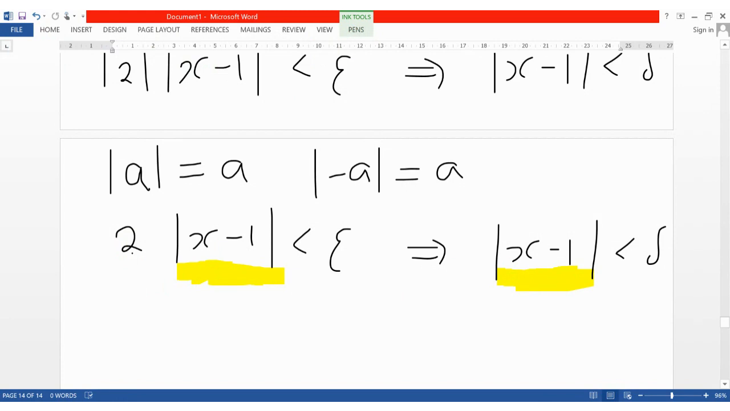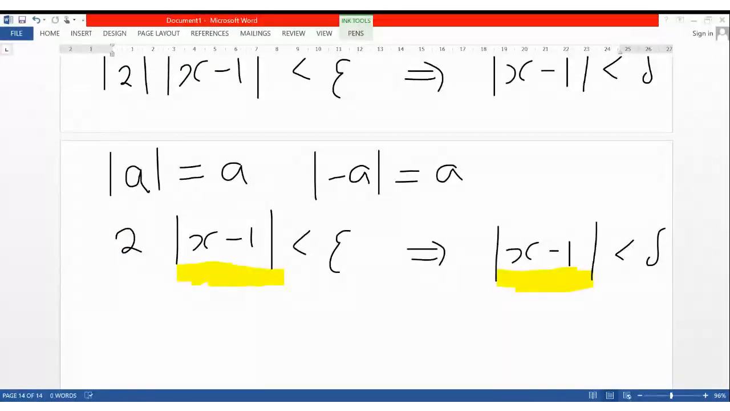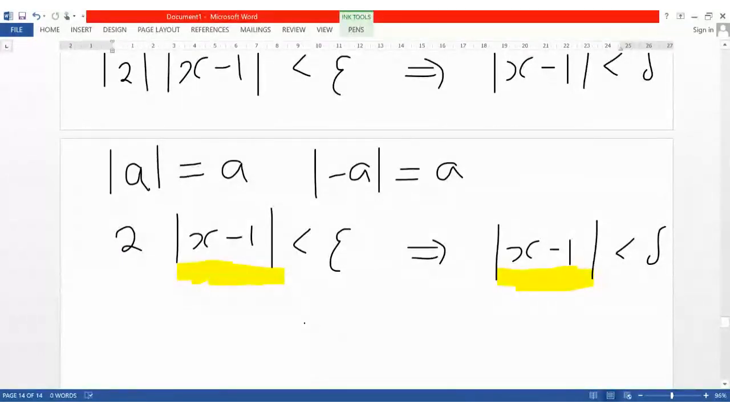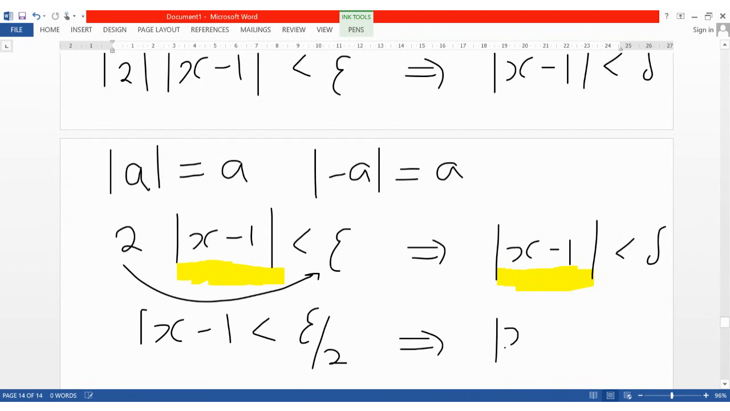Anyone wants to try? Yes? I'm asking, I want to remain with the magnitude of x minus 1. I don't want the factor of 2. What can I do to remove the 2? Divide both sides by 2, so that the magnitude of x minus 1 is less than epsilon divided by 2. So I'll have the magnitude of x minus 1 is less than epsilon over 2, which implies that x minus 1 is less than delta.